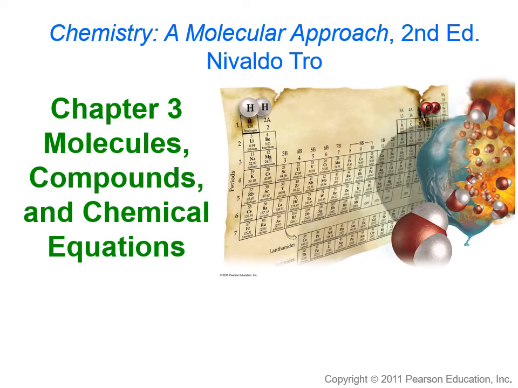In Chapter 2, we talked about elements and ions. Now we're going to move on to combining those elements into molecules and compounds. And eventually we're going to combine the molecules and compounds using chemical equations.